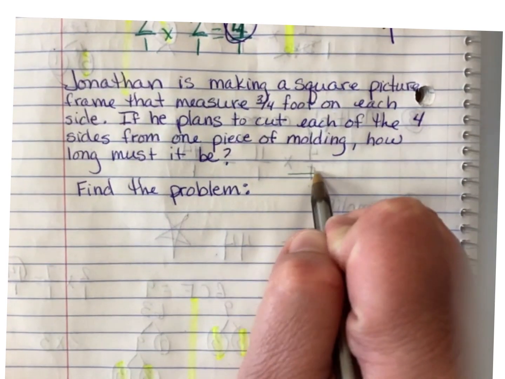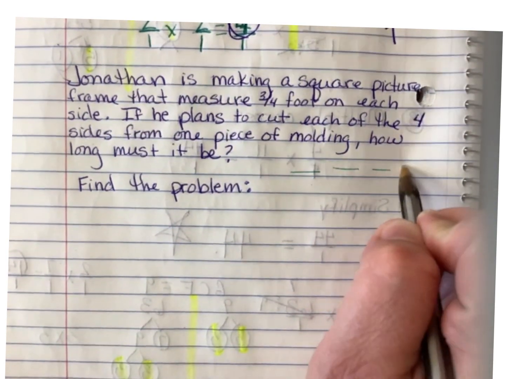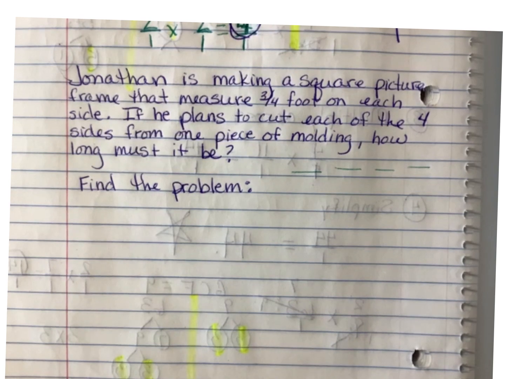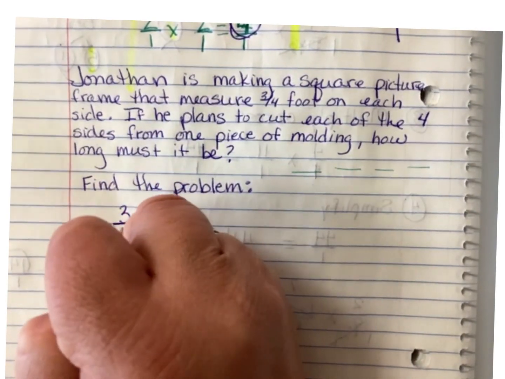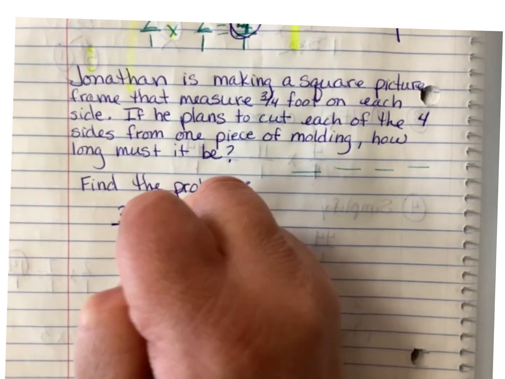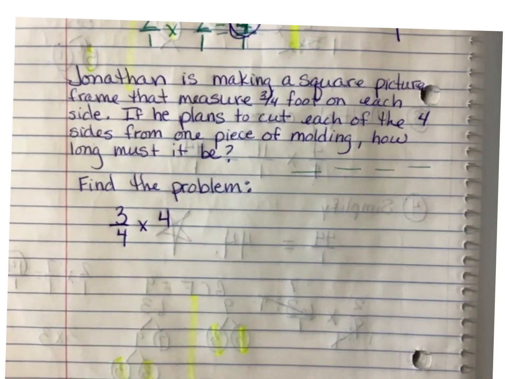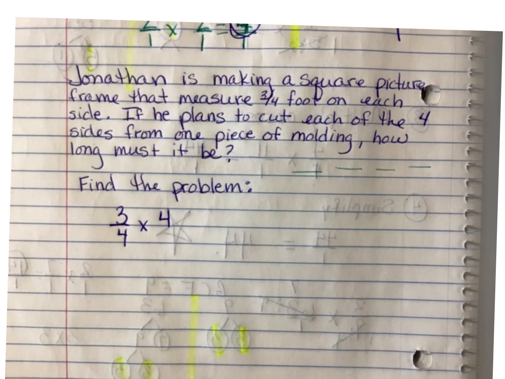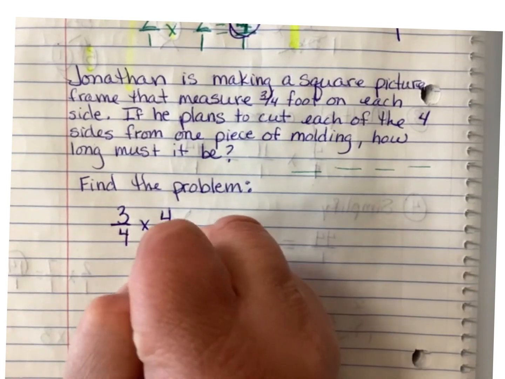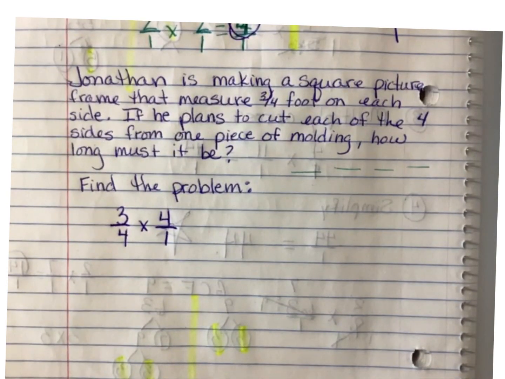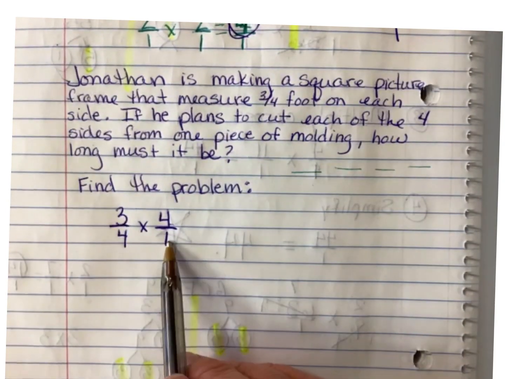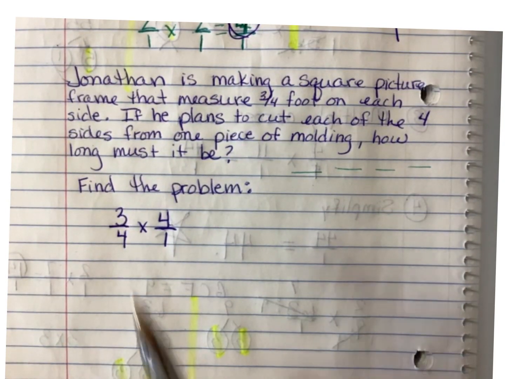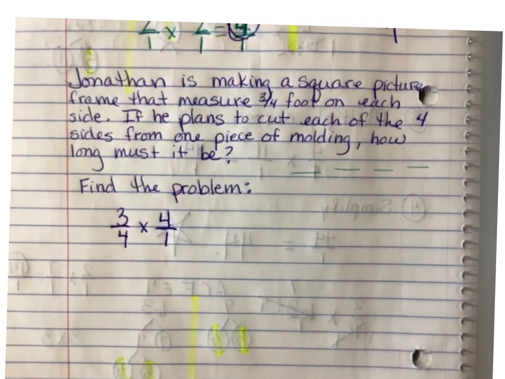So it's kind of like we're doing 3/4 plus 3/4 plus 3/4 plus 3/4. Or we could do, find the problem, 3/4 times 4. There's our problem. So our first step is to make both of the numbers a fraction by putting this 4 over 1. And then we look at our crossways. We say, okay, 3 and 1, 3 and 1, what do you have in common? Well, there's nothing really that they have in common that's going to help me. Dividing by 1 won't help me.